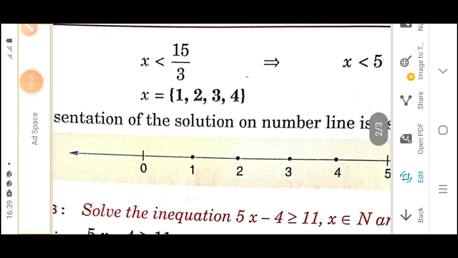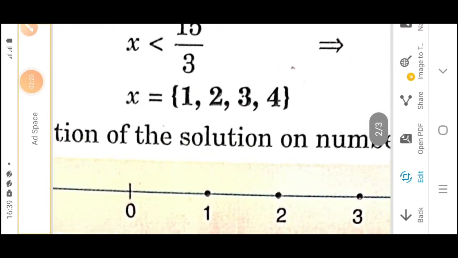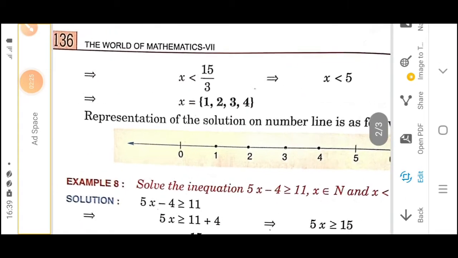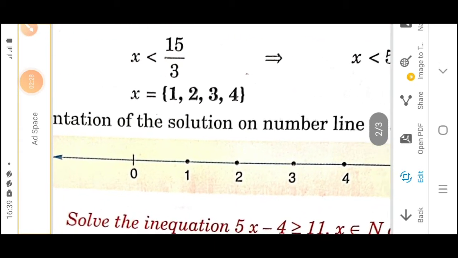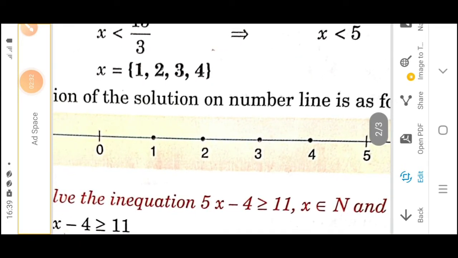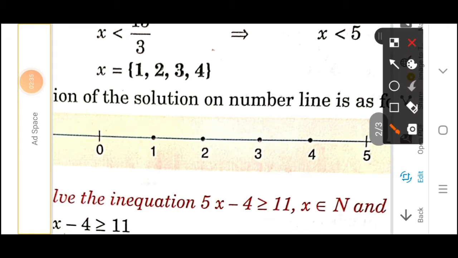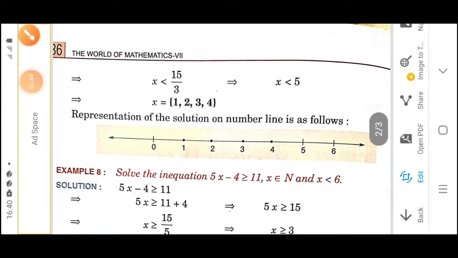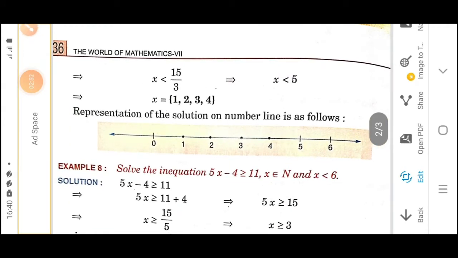Now the solution set, you can see here, x is equal to 1, 2, 3, 4. Now this we can draw on the number line. Can you see how the number line is drawn? There are 4 numbers on the number line: 1, 2, 3, 4. They are written with a dark dot, and the remaining numbers are left as they are.